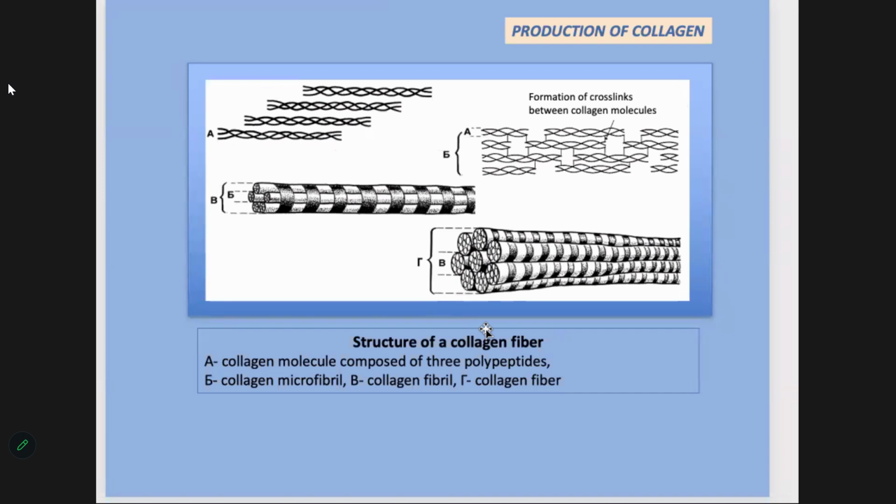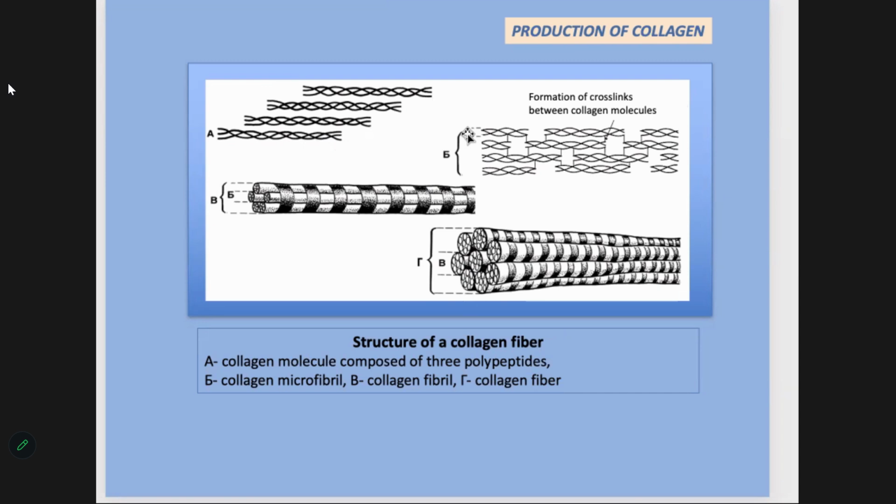There are some levels of organization of collagen fibers. Look at this, and the letter A, the first level of organization, is named the polypeptide level. The collagen molecule, which is the molecular level, is composed of 3 polypeptides. 3 polypeptides are twisted to form the collagen molecule. So that is the first, molecular level of organization.